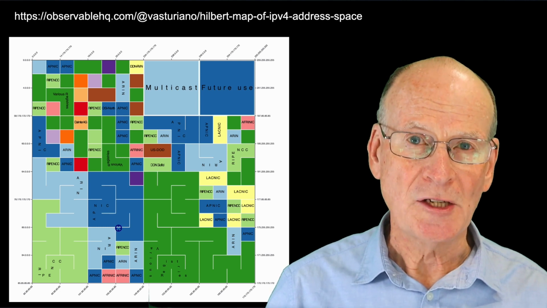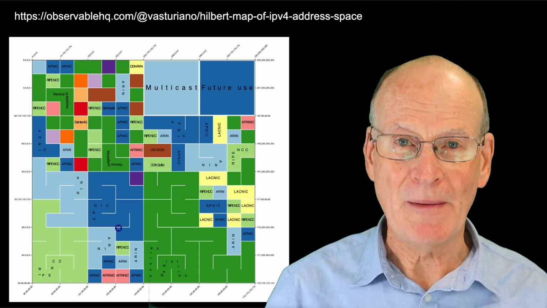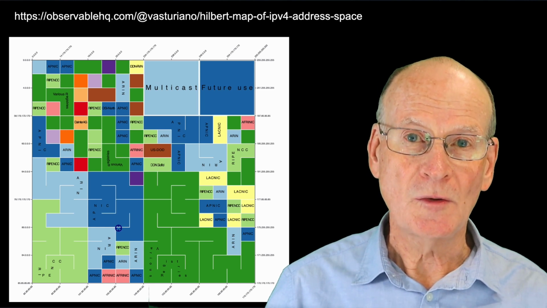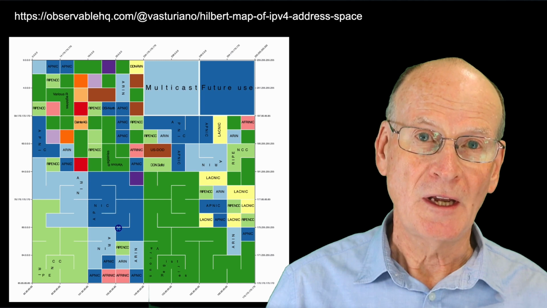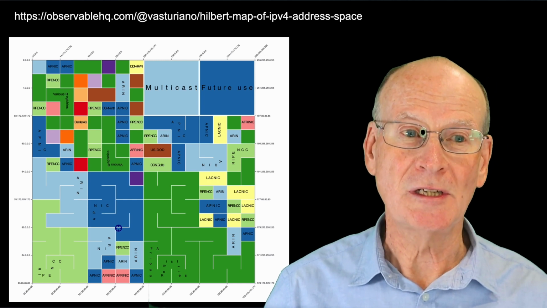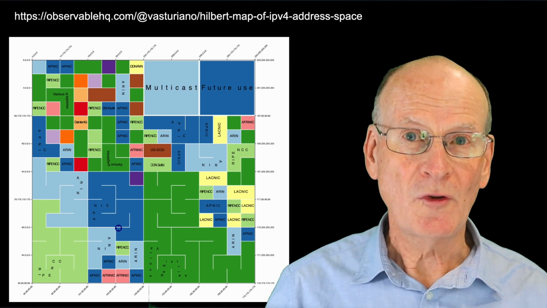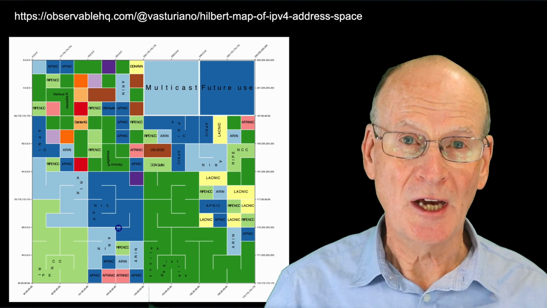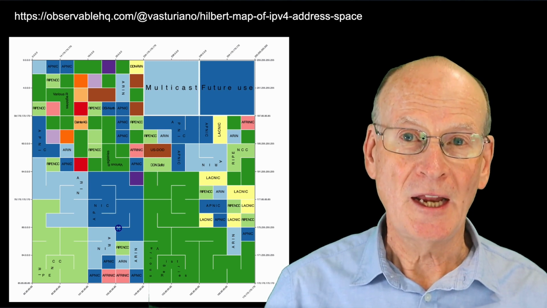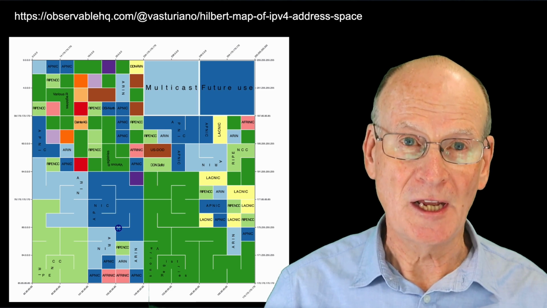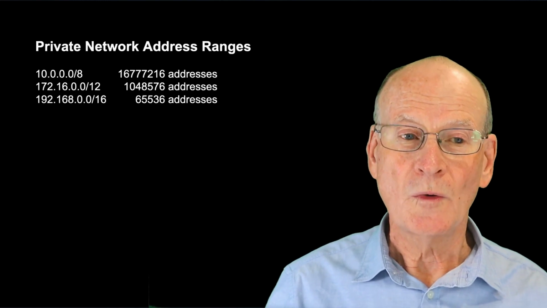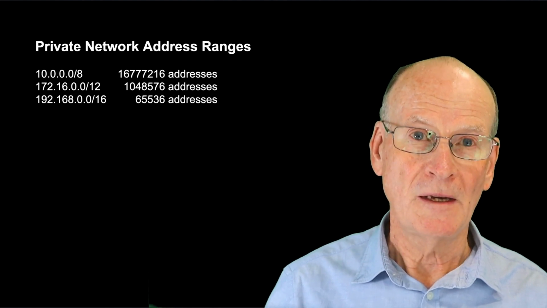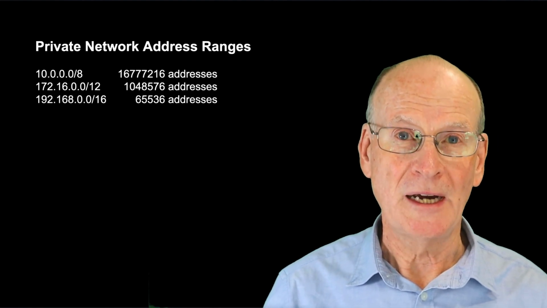Two very large blocks are in the upper right of this map. They're the multicast addresses and reserved for future use. Now, I'll come back to multicast addresses later in the video. There are several blocks that are marked private and are designed for use inside a local area network and have no use on the public internet. These are the range 10.0.0.0 with an 8-bit mask.